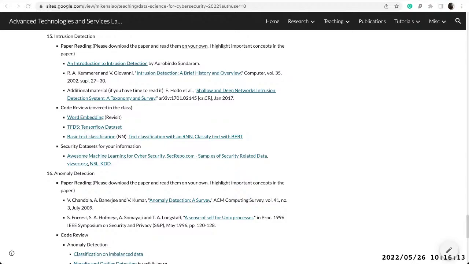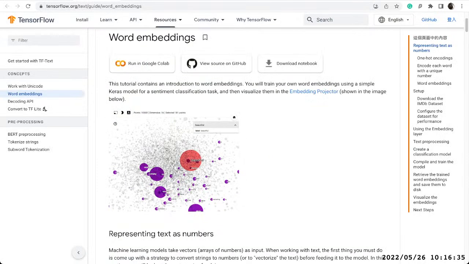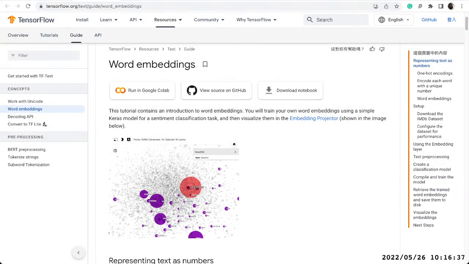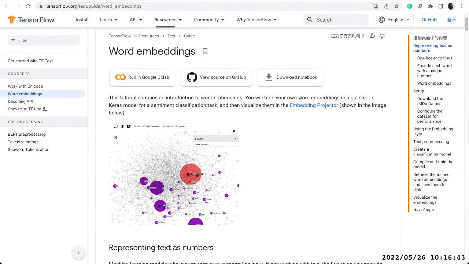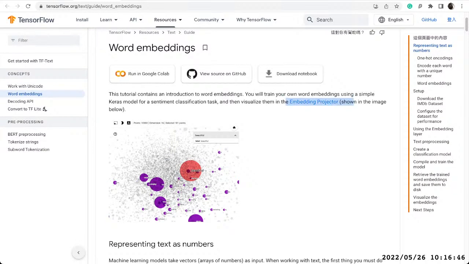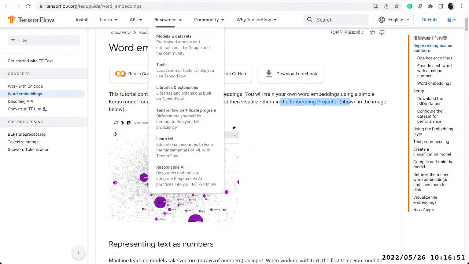Okay, in the second hour, I'd like to show you some results of word embedding and review some classic papers. As you can see, here is a word embedding link right here. You can simply click it, and it goes to this page, which is some introduction to word embedding. Simply click this one, embedding projector, right here. So here's the result.